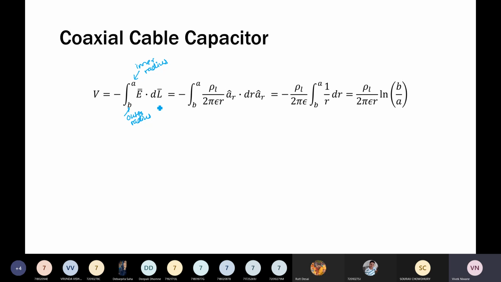OK, so we will have outer radius to inner radius E dot dl. So we will have minus the integration from b to a of rho_l upon 2 pi epsilon r a_r dot dr a_r. This is the electric field intensity due to a line charge. So a_r dot a_r will be 1 and we will be left with the integral sign. And we have minus rho_l upon 2 pi epsilon_0, dr upon r, integration b to a.